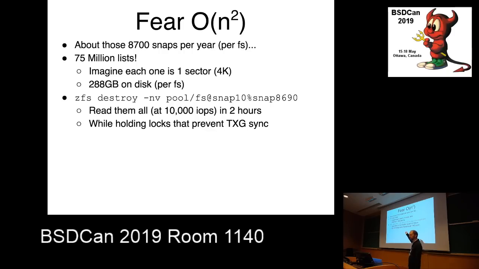And if you want to ask this question of, hey, what happens if I delete most of these 8,700 snapshots? We're gonna have to read in all these deadlists. Let's say your disks are super duper fast, you can do 10,000 IOPS, it's gonna take you 2 hours to read them all in. Don't try this on a spinning disk, because I didn't do the math on that, but it probably would overflow my calculator. Oh yeah, and the way that we implemented this is pulling a bunch of locks that prevents doing TXG sync. So after a couple seconds, you're not gonna be processing any more writes in your source pool. Not great.